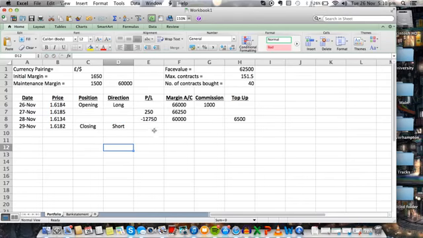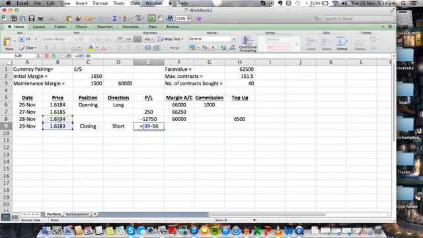Now, how do we work out profit and loss? Well, this time we're going short. Equals new price minus old price multiplied by the face value multiplied by the number of contracts bought. And that's what we have: 12,000. Once again, this will add back to our margin account. And that's what we have. Closing amount, £72,000. With this £72,000, your position is now closed.